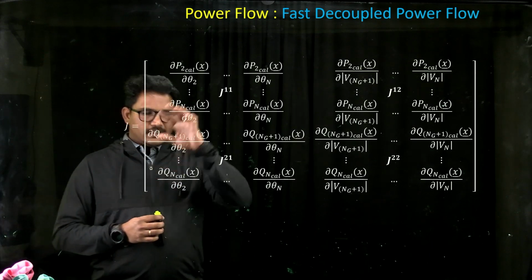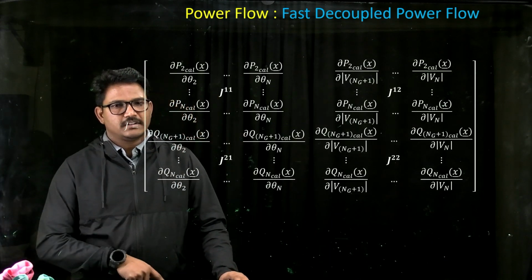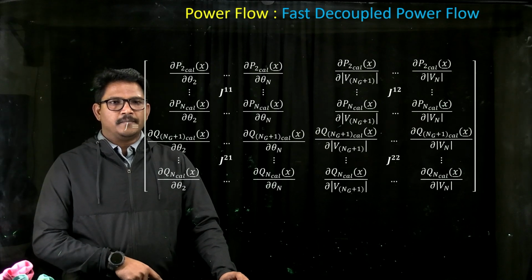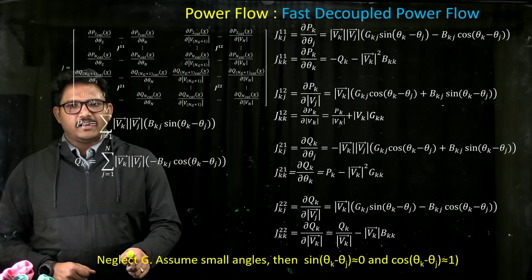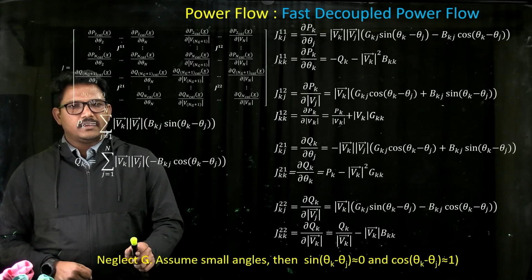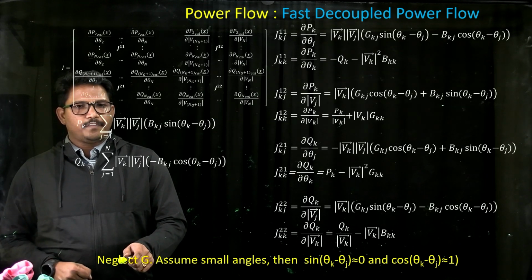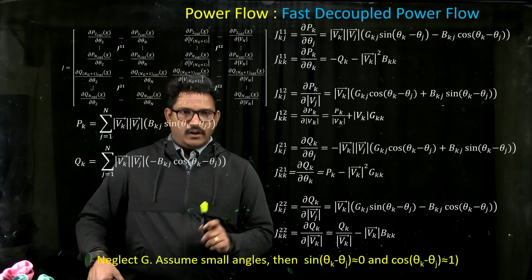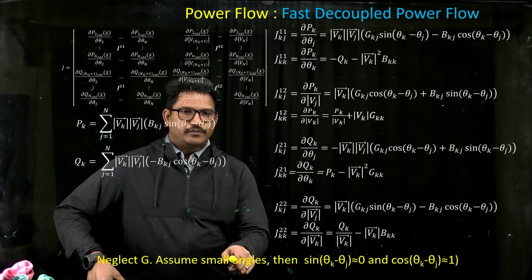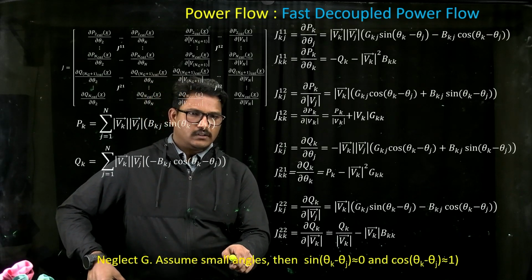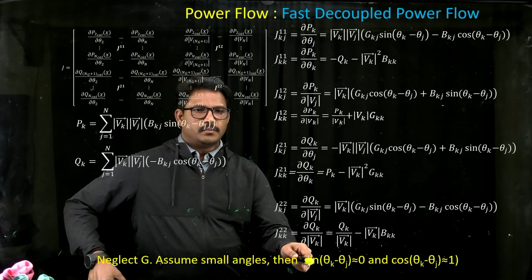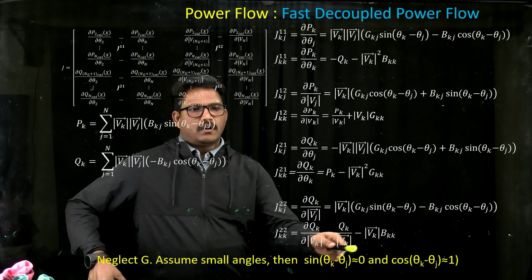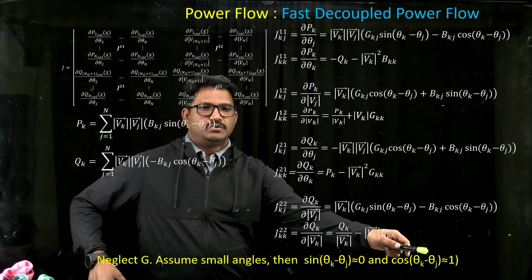So now in this Jacobian matrix, the kind of assumptions we consider are primarily two. One is we neglect the conductance, that is the G value, and then we also assume that the angles are smaller. As a consequence of assuming that the angles are smaller, we'll have the sine of the angular difference be very close to 0 and the cosine of that angular difference be close to 1.